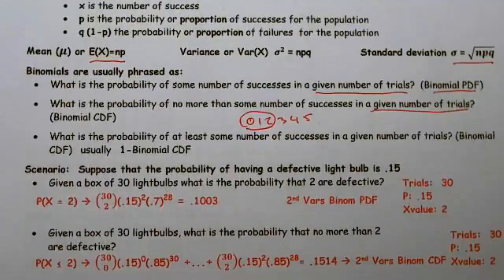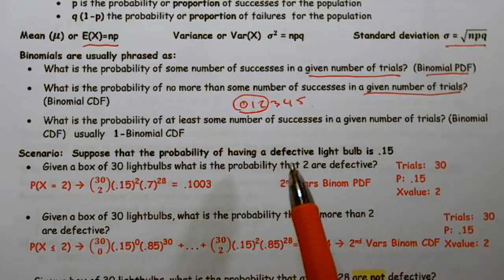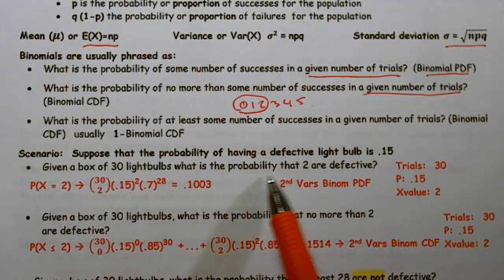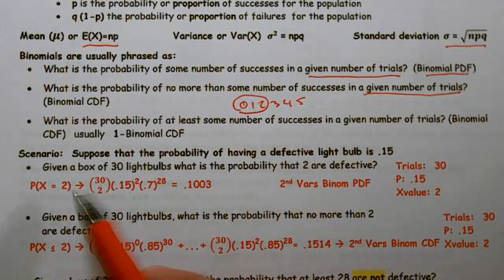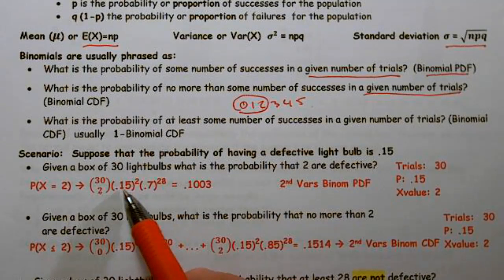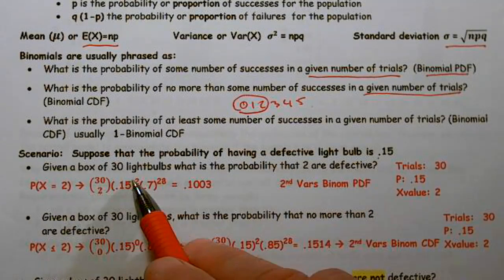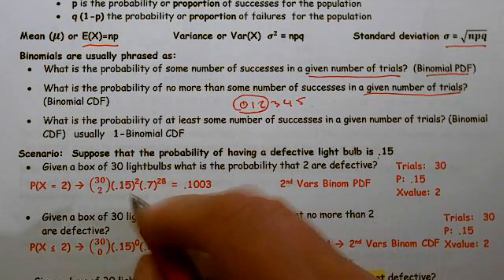So here's a couple quick reminders. Suppose the probability of having a defective light bulb is 0.15. Given a box of 30 light bulbs, what's the probability that 2 are defective? So what we have here is we want 30 choose 2, and we have 0.15, the probability of defective, to the second power. 30 minus 2 is 28. And this is going to be a second vars binomial PDF. Trials are 30, p is 0.15, x value is 2.